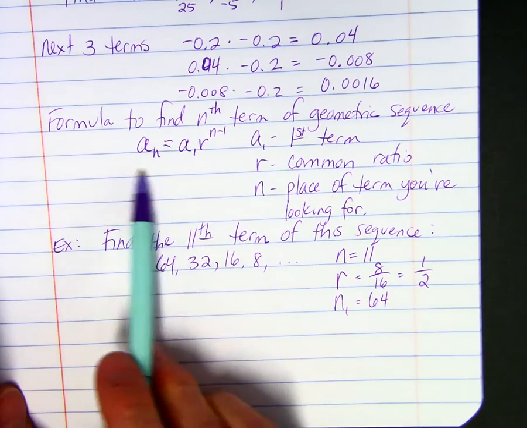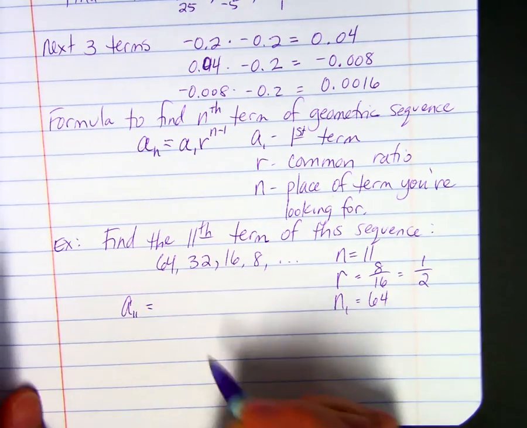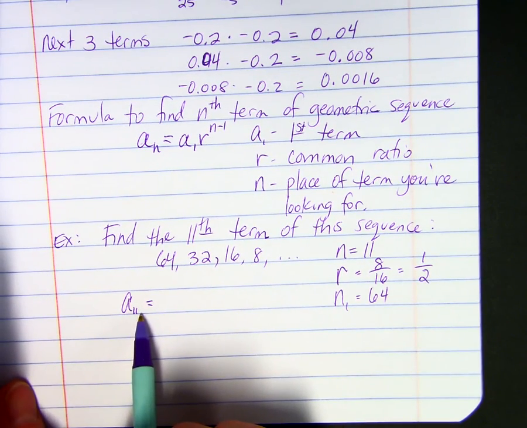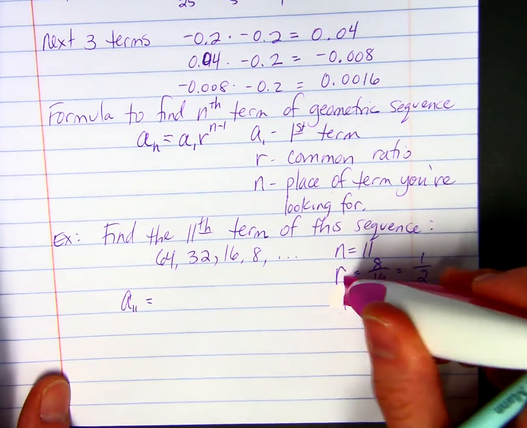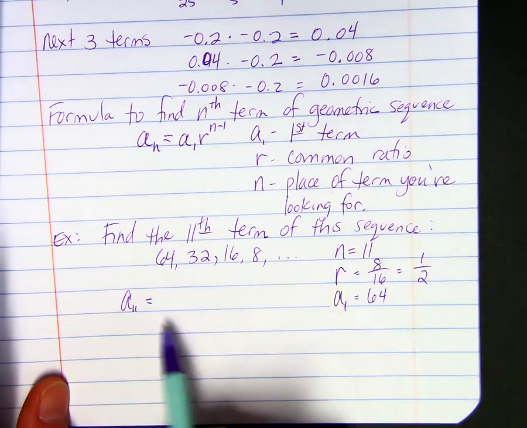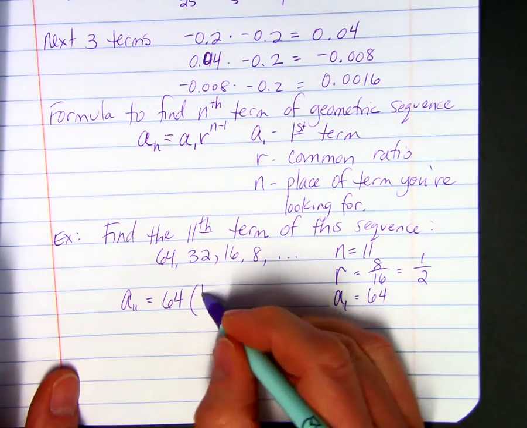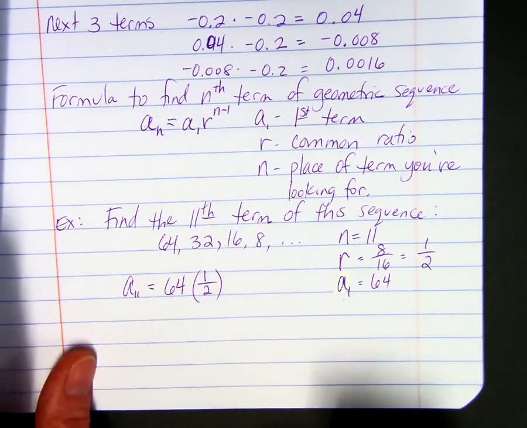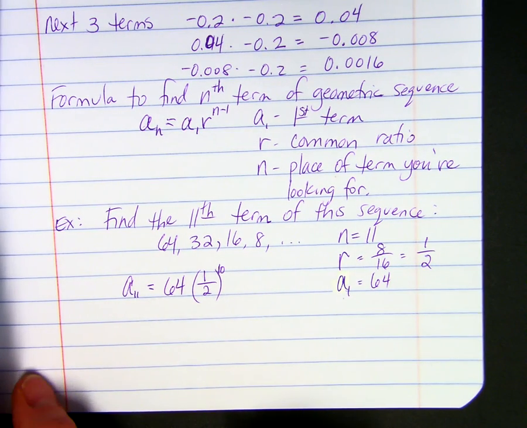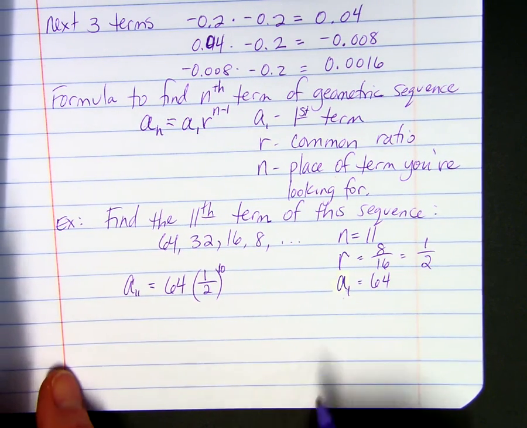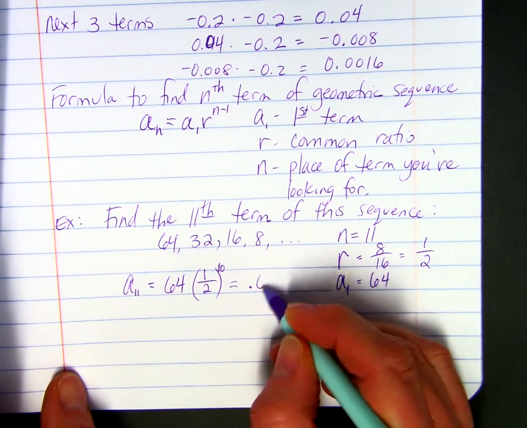So I plug into this formula, a sub n, so a sub 11 equals, oops, that should be a sub 1 for the first term. Sorry, this n should be an a. Times a sub 1, which is 64. Then you take your common ratio, which is 1/2, raised to the 11 minus 1, or the 10th power. And that equals 625 over 10,000.